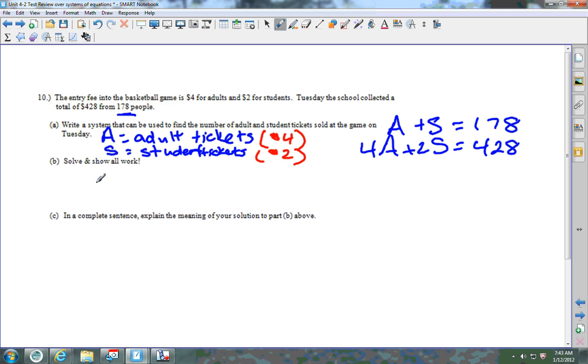Now, down here, it wants us to solve it. Well, let's get rid of the S's. What do we need to multiply the top equation by to get rid of the S's? I need to multiply the top equation by -2. So I'm going to do the distributive property. Make sure you multiply by everything. Right here, -2 times A is -2A. -2 times S is -2S. -2 times 178.